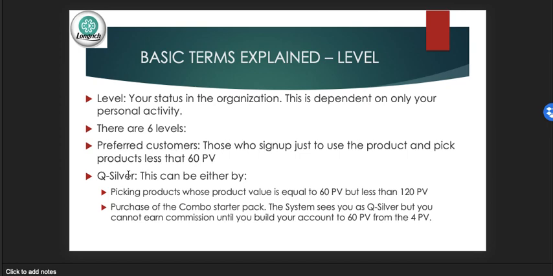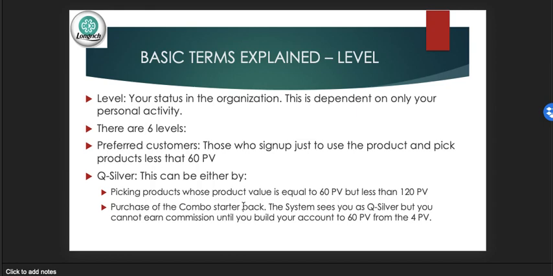They have Q Silver, that's another level. Q Silver, you can be either by picking products whose product value is equal to 60 PV but less than 120 PV. So you can pick the panty liner 50 PV, the soap 5 PV, buy 2 of them, that's 60 PV, that's a Q Silver. And you can buy much more, but once it's less than 120 PV, you are Q Silver. Or you can purchase the combo starter pack. That gives you only 4 PV, but the system sees you as Q Silver.